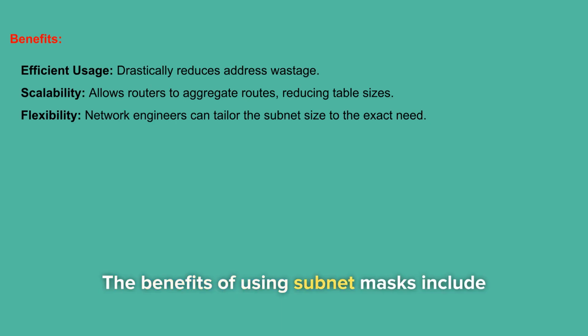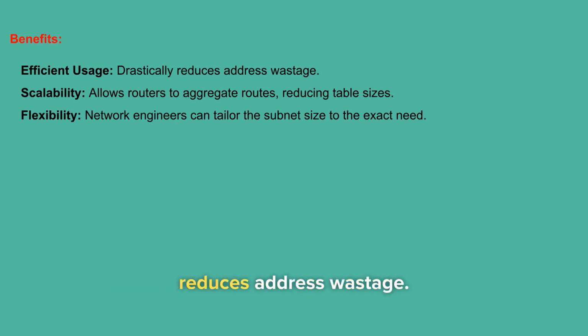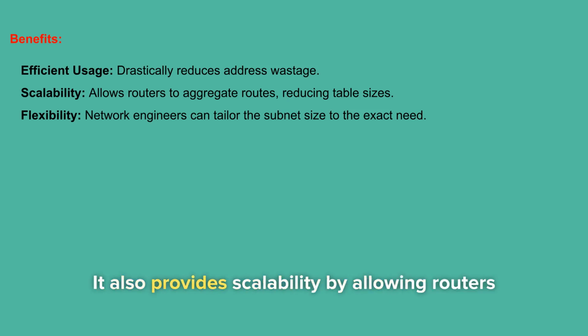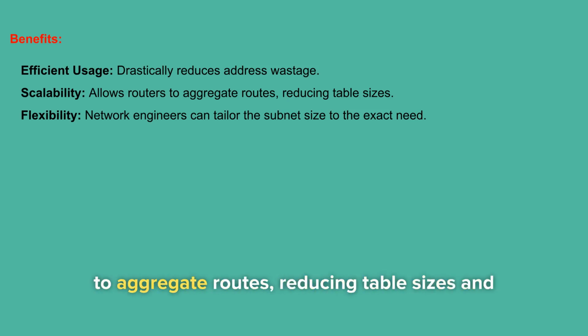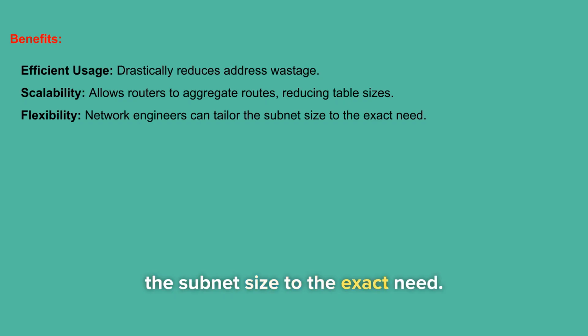The benefits of using subnet masks include efficient IP address usage, as it drastically reduces address wastage. It also provides scalability by allowing routers to aggregate routes, reducing table sizes, and offers flexibility for network engineers to tailor the subnet size to the exact need.